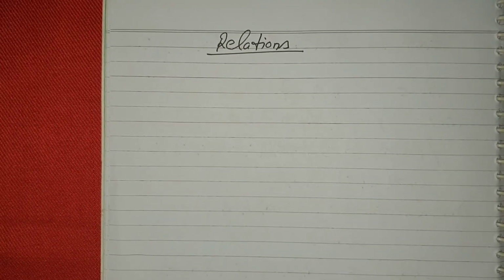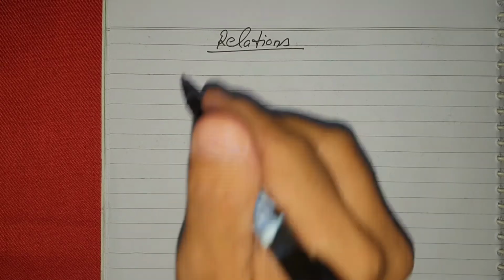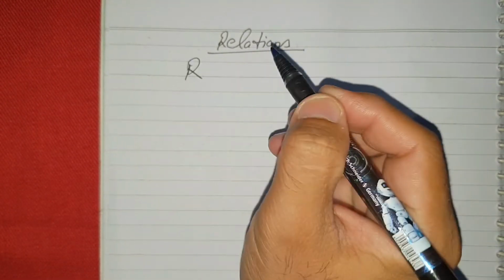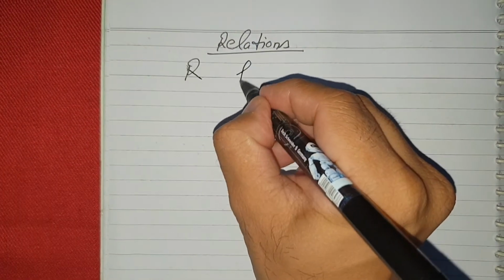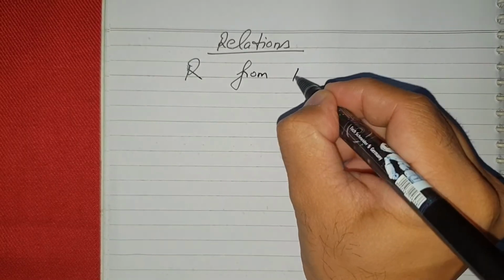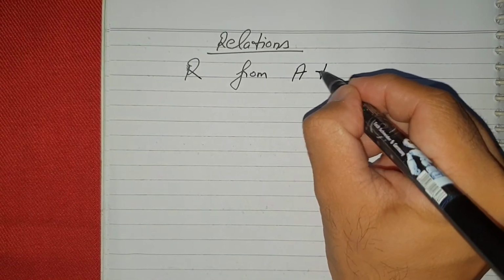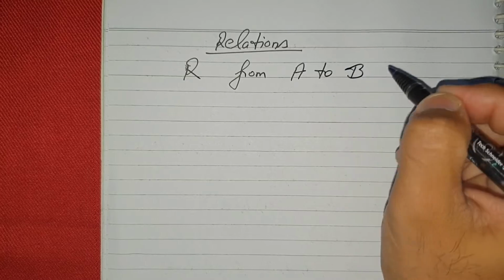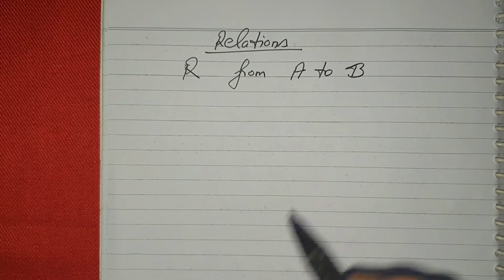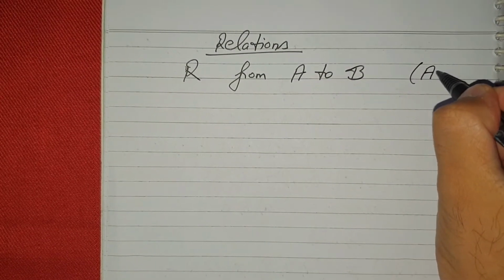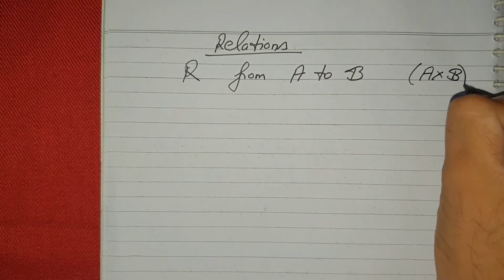Now, relation. In relation, let A and B be two non-empty sets. Then a relation R from A to B is a subset of A cross B.